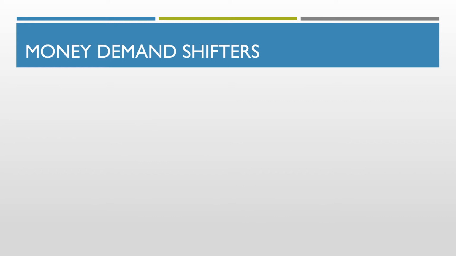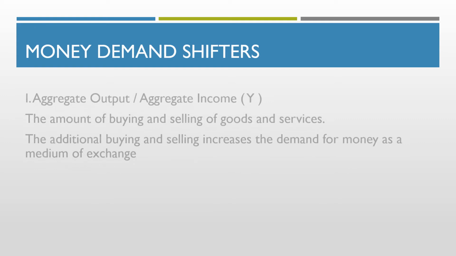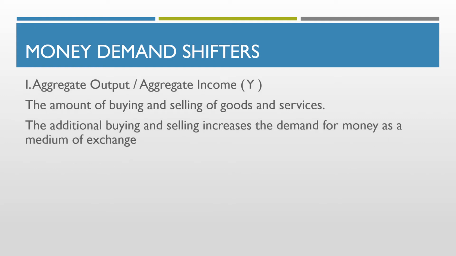Well, what are the shifting factors in this quantity demand study? Well, number one, the aggregate output and aggregate income, which is the same thing. The amount of buying and selling of goods, and additional buying and selling, increases the demand for money as the medium of exchange. So you can imagine how the aggregate demand for money will increase, keeping the same interest rates.